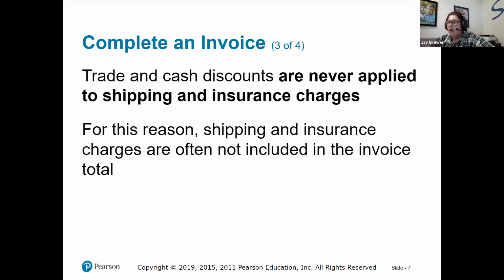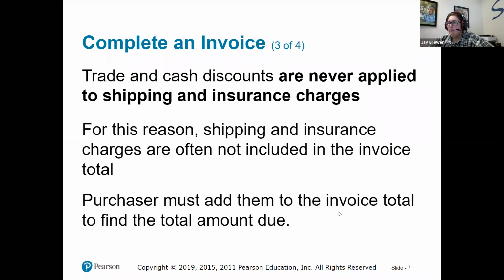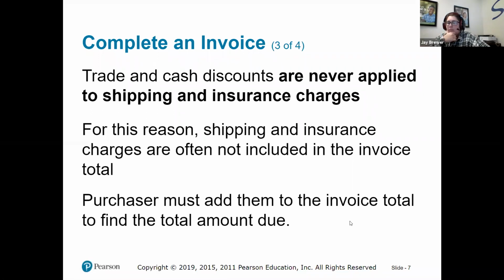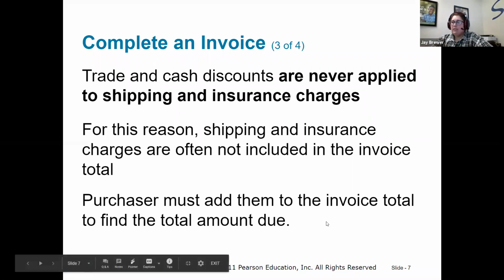For this reason, shipping and insurance charges are often not included in the invoice total. The purchaser must add them to the invoice total to find the total amount due. So obviously that's going to be a question on your homework. You're probably going to have to answer something in the realm of that.